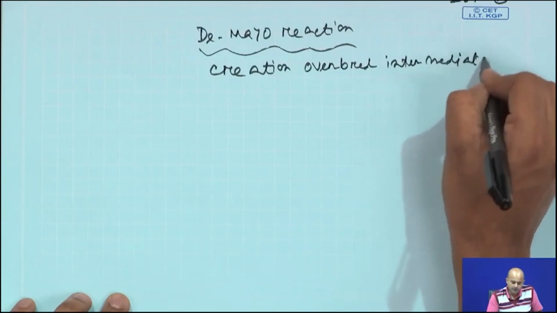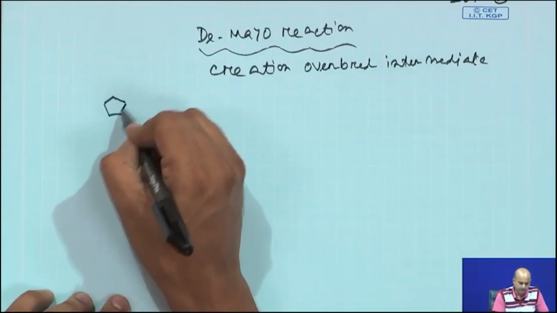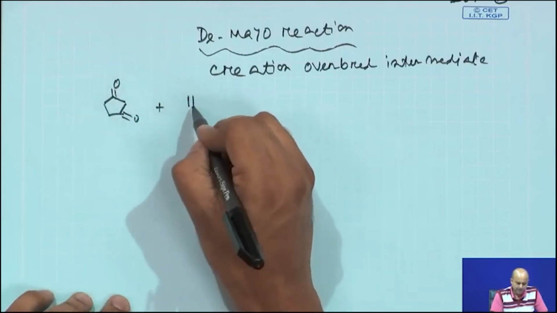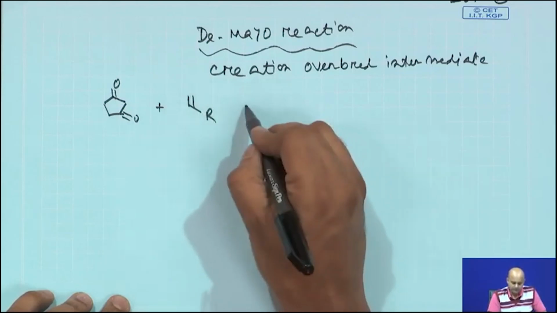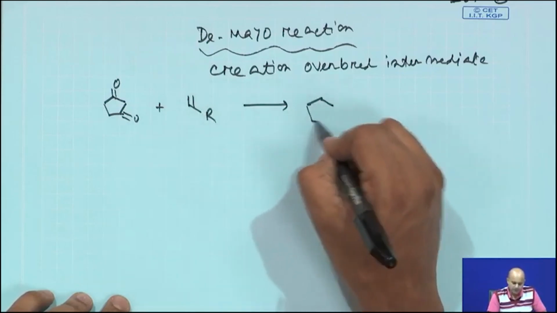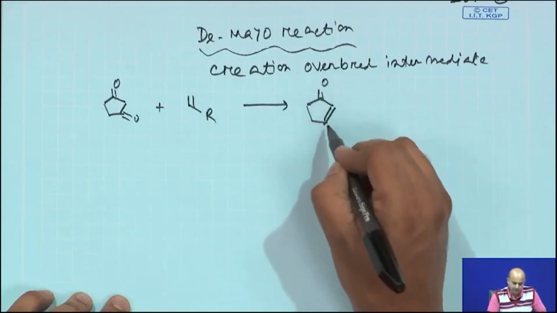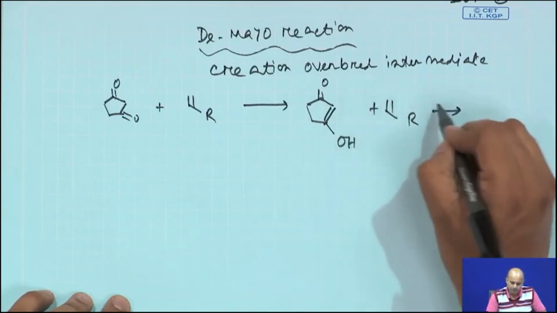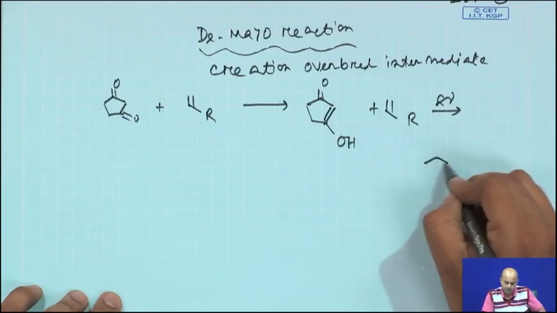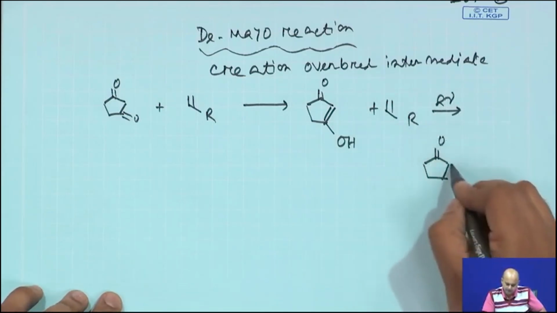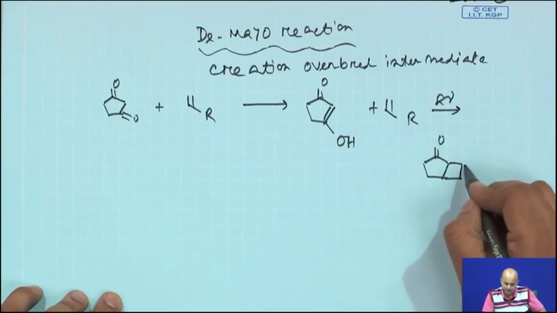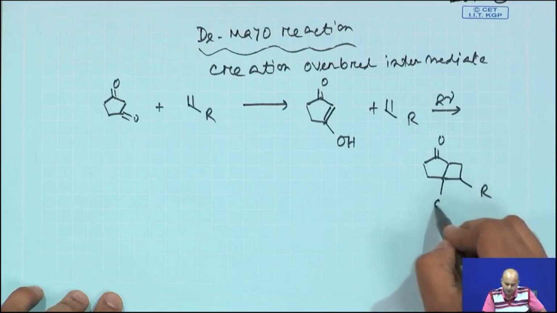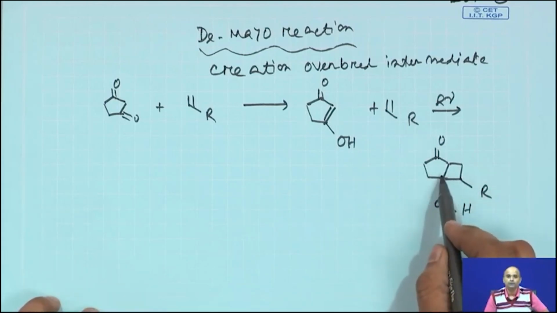Now, De Mayo reaction, what is that? We said that the De Mayo reaction is basically the reaction of a 1,3-diketone plus an olefin. Initially, the 1,3-diketone is analyzed to give this compound, and then the olefin reacts in a photochemical fashion to give a 2+2 photocycloadduct. This photocycloadduct is nothing but an overbred intermediate, because this ring is now strained.